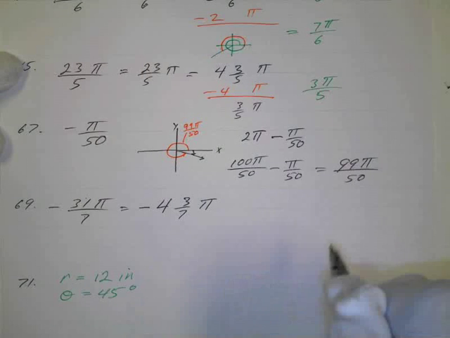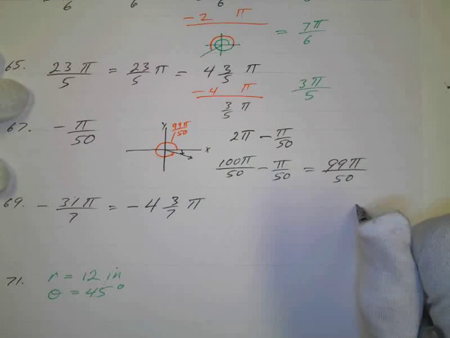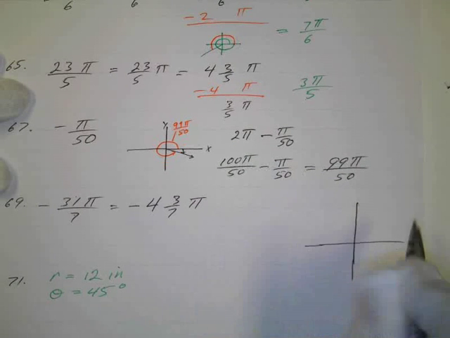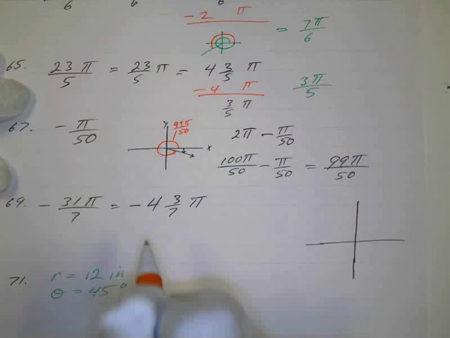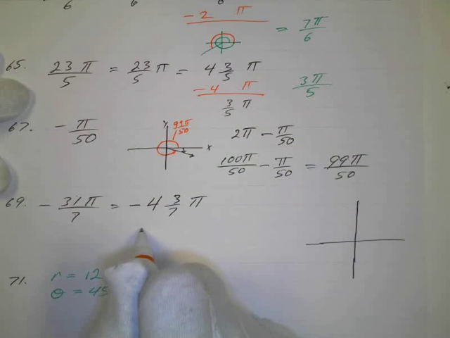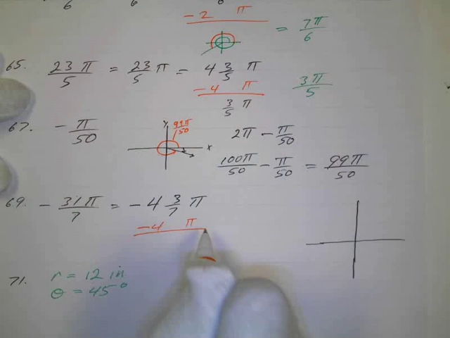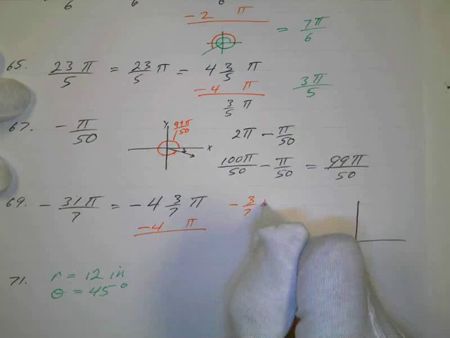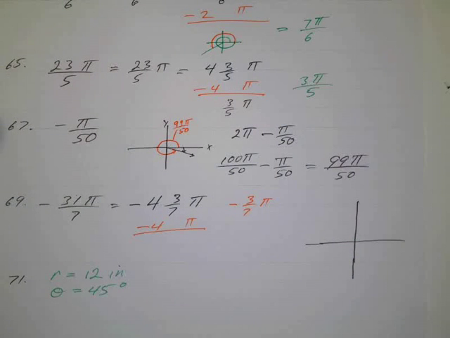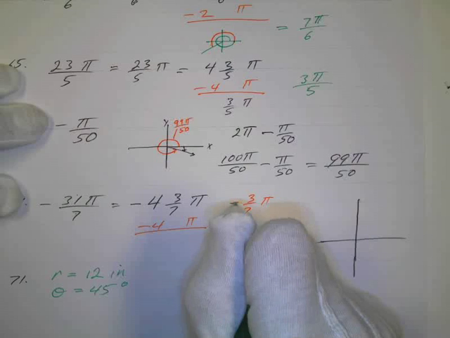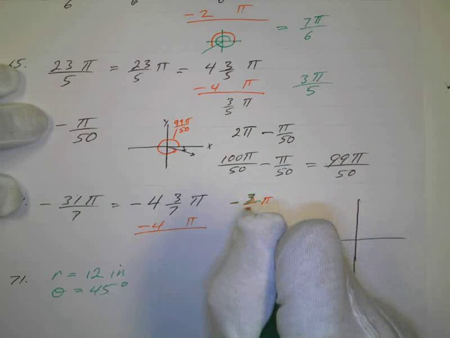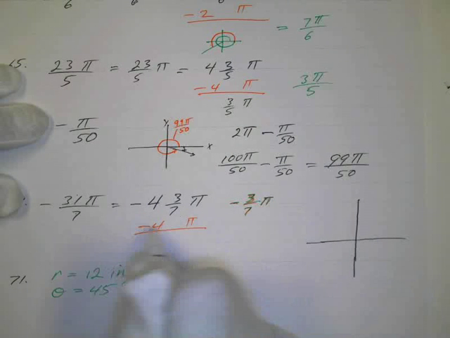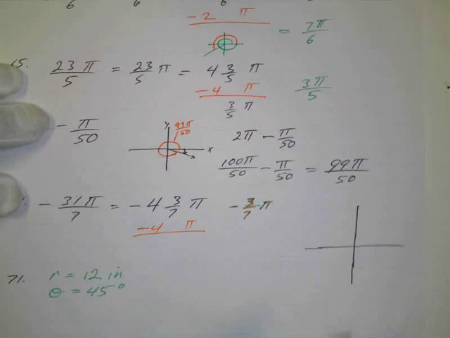Now that means I'm going to go to the left. Let me draw a sketch over here so you can see what's going on. I'm going to subtract 4 pi, because that's going to be 2 revolutions to the left. So minus 4 pi, and that leaves me with negative 3 over 7 pi. If I subtract this, I got this. If I subtract a negative 4, that's like adding, so it's a positive 4.